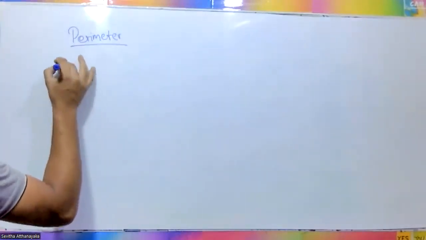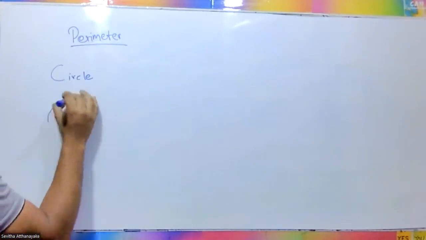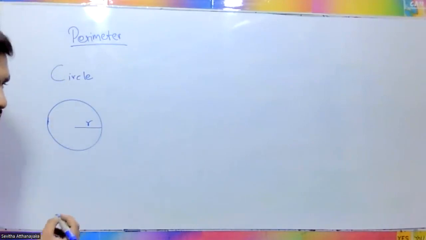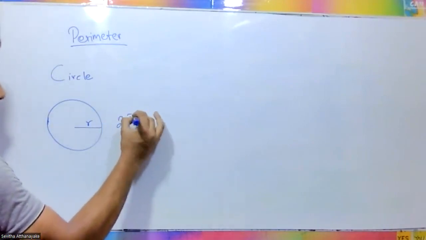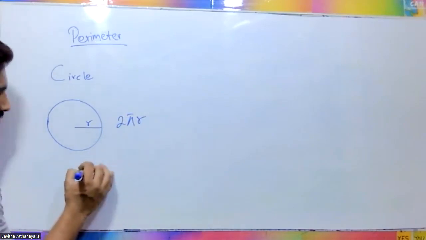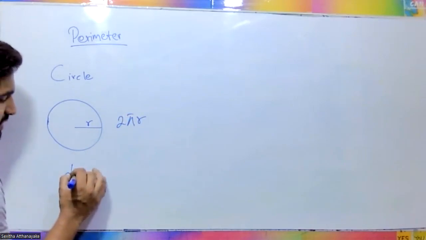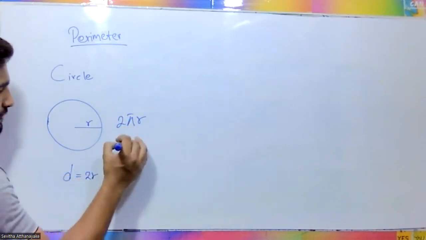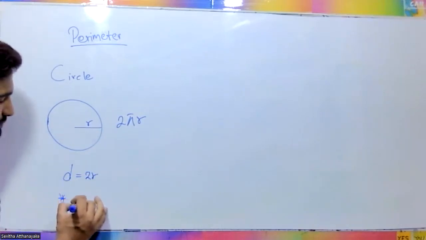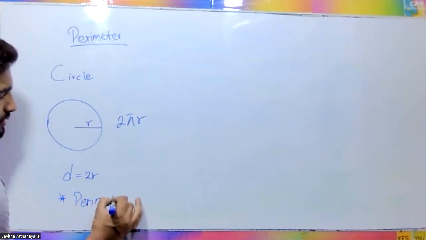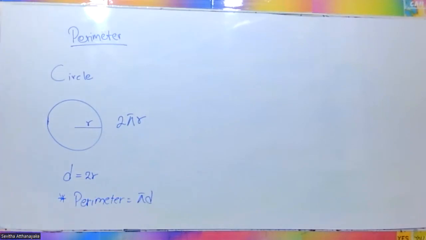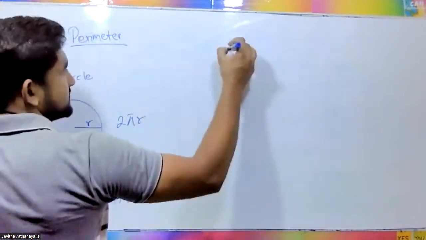Perimeter of a circle. Let's suppose the radius is r. Then perimeter is 2 pi r. If they have given the diameter, let's suppose diameter d equals 2r. Therefore, when they have given the diameter, we can take the perimeter as pi d. Next, we'll talk about sectors.